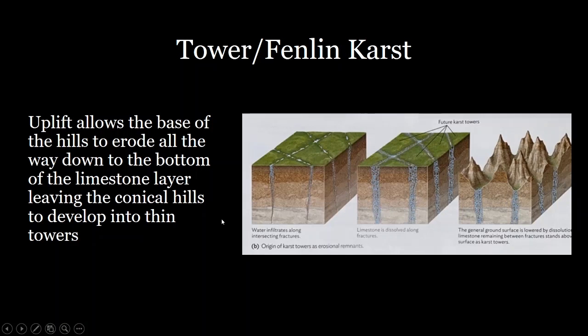You can see the diagram here of how this normally progresses. First, you have a limestone rock unit that has several fractures and faults through it, and water flows more easily through those fractures. And as it does, it erodes away those linear features, and in between them are the areas that will become the towers or the fenlin. And so these erode down further and further, and all that's left between those fractures are these towers that form, and they can form rather tall features.